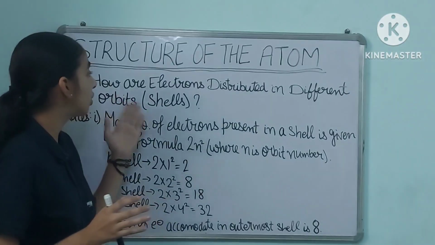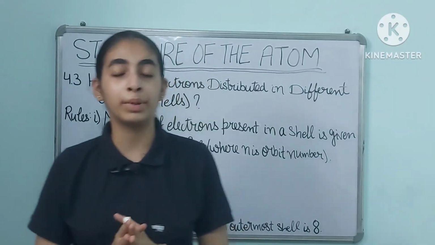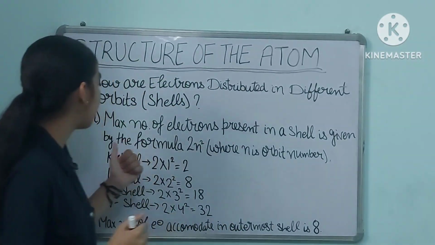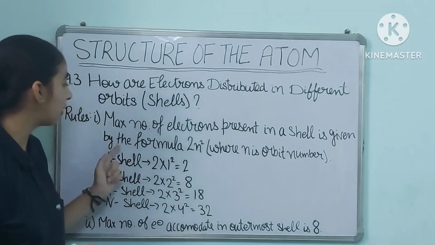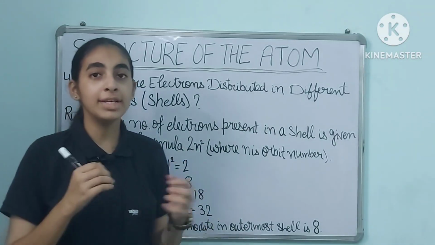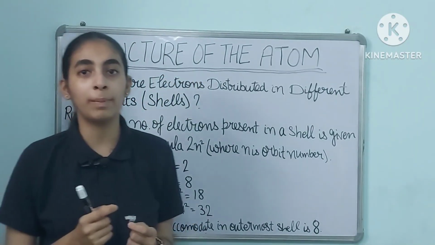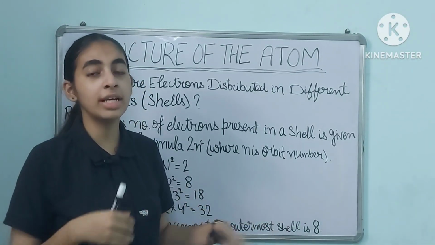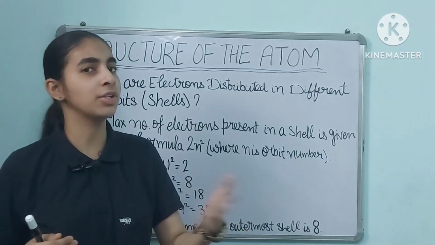This distribution of electrons in different orbits or shells was suggested by Bohr and Bury. They gave us three rules. Our first rule says that the maximum number of electrons present in a shell is given by the formula 2n square, where n is the orbit number, or you can say energy level. The orbit number means first orbit, second orbit, third, fourth, and so on.